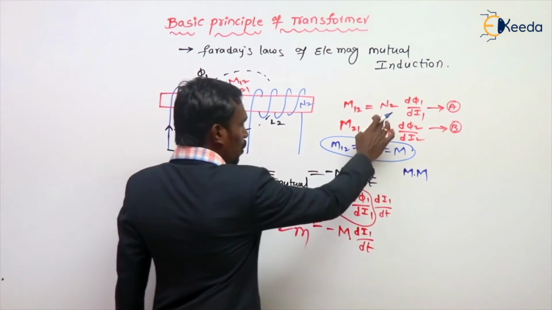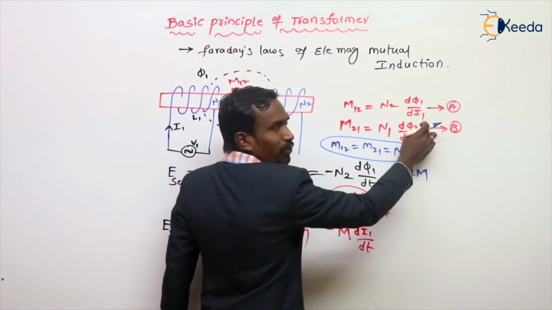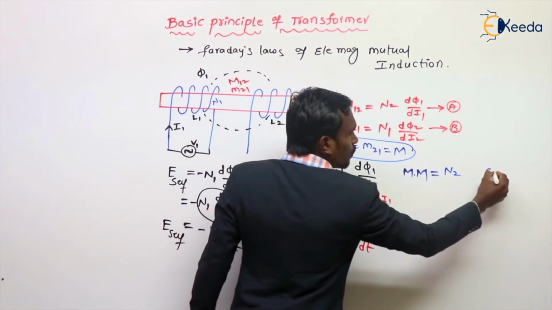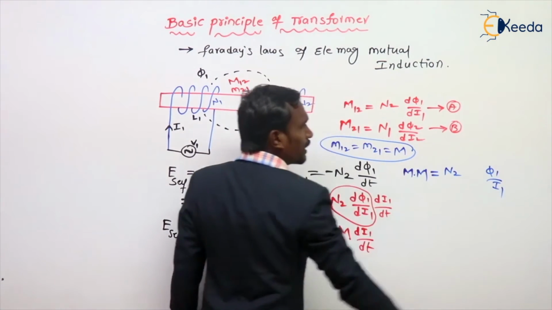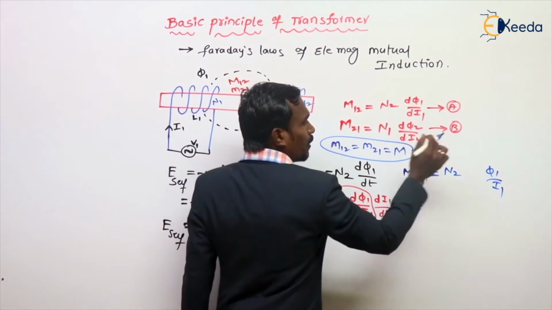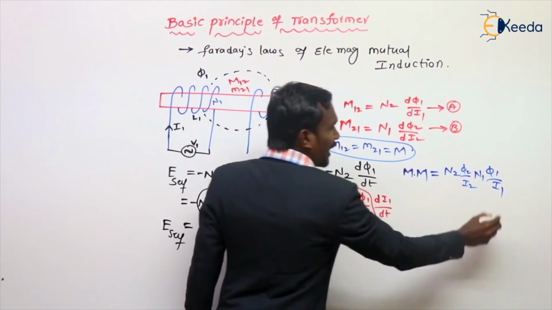Right? So what is this here? N2 phi1 I1, is equal to N2 phi1 I1. And what is this? N1 phi2 I2.